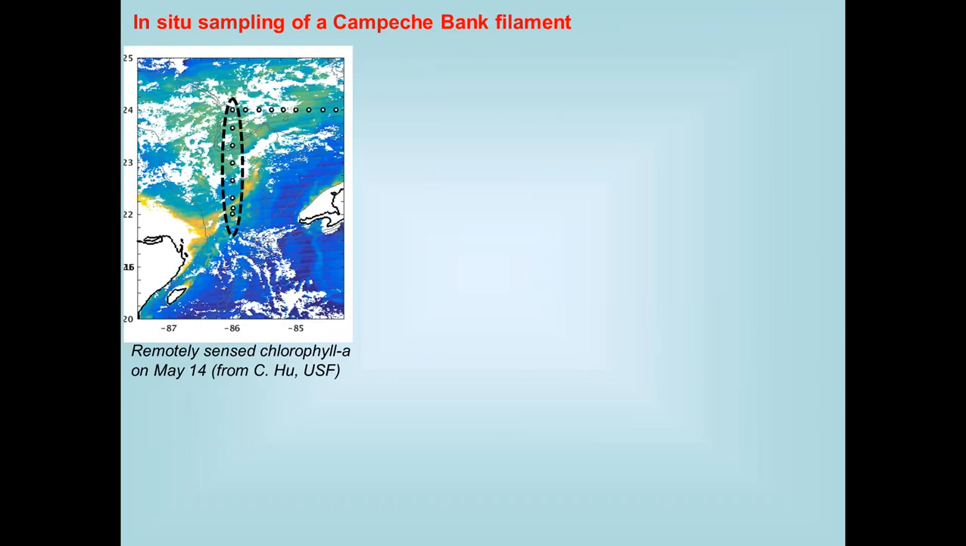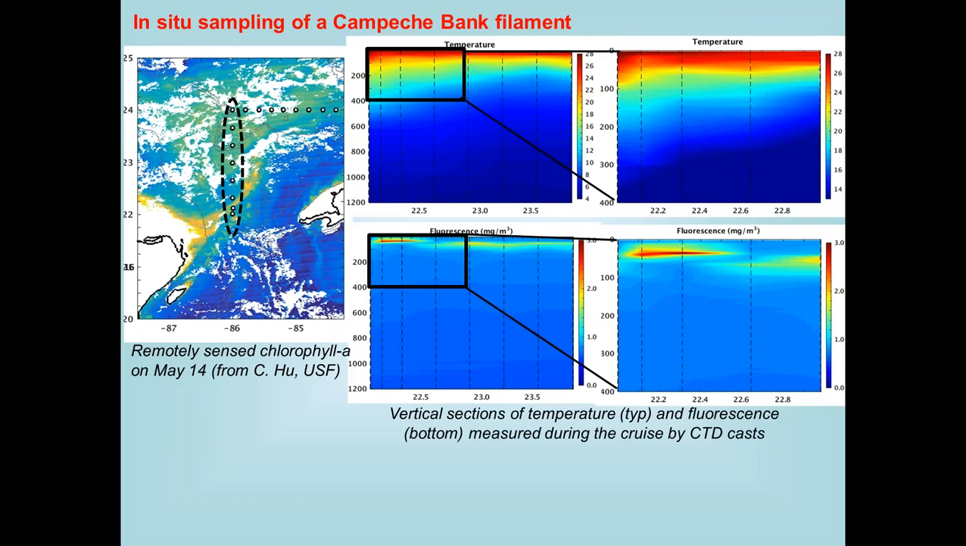So if we focus on this type of process, the filaments that we see here, this is a snapshot from about the day that we sampled this area. So this is the location of the CTD cast that I showed earlier, and we see that we were able to sample part of that filament. So we see in temperature it's associated with a shoaling. This is the whole north-south vertical section in temperature, and the zoom in that area close to the filament. We see a shoaling in temperature in the upper 50 meters.